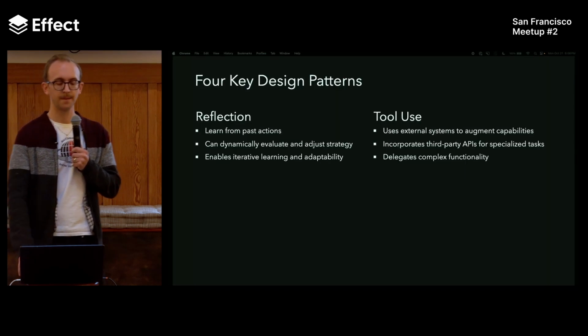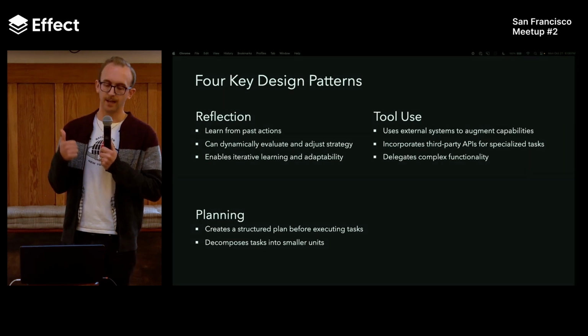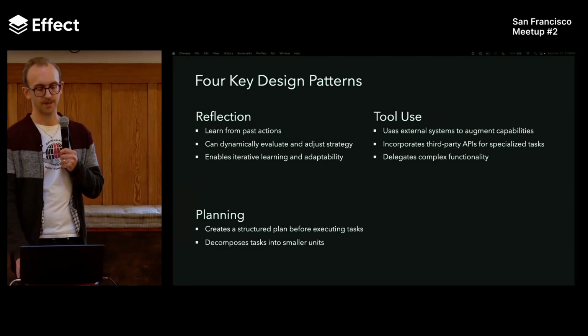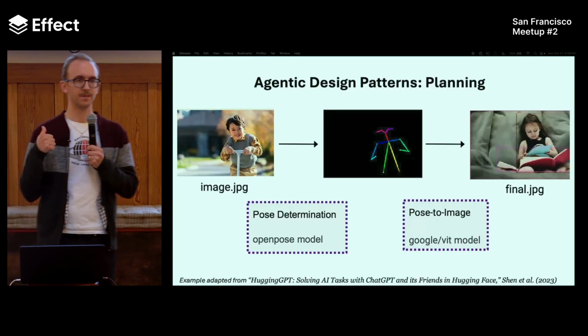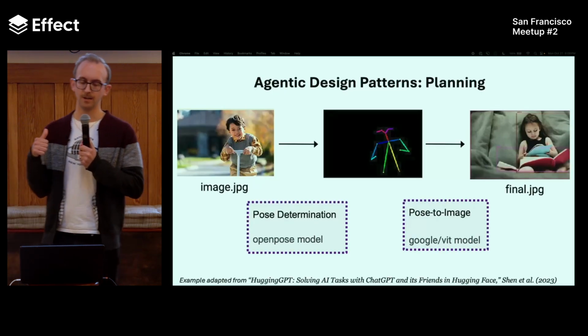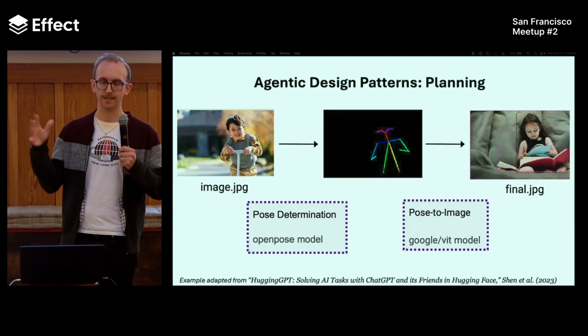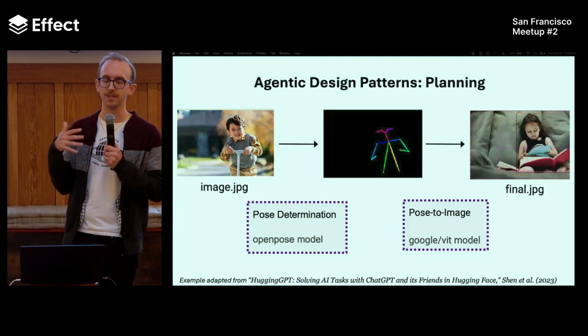The third pattern is planning, which again, you can remember from Lilian Weng's definition of an agent. And the example I want to point out here is we're going to take a particularly complicated task, break it down into more digestible problems that the agent can solve.